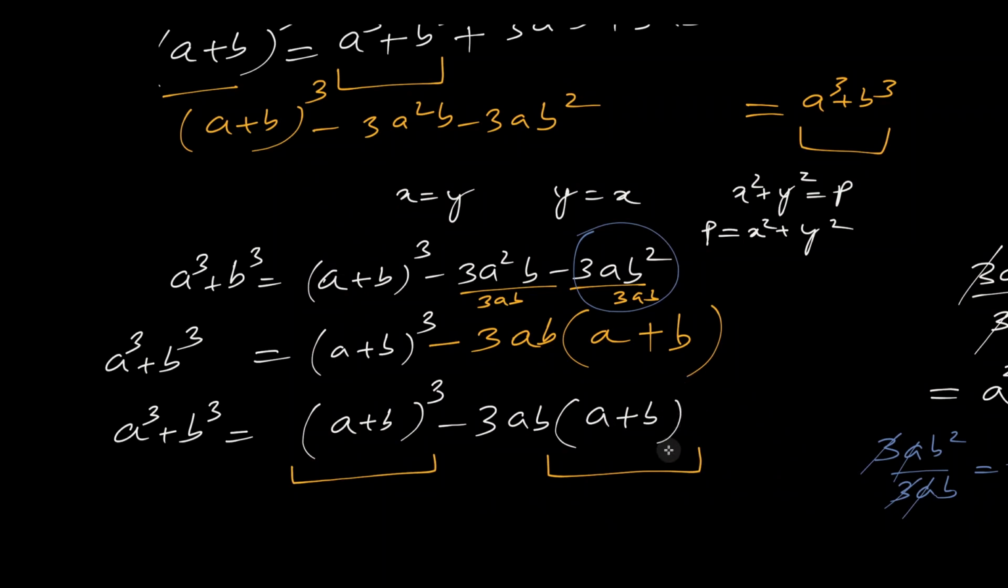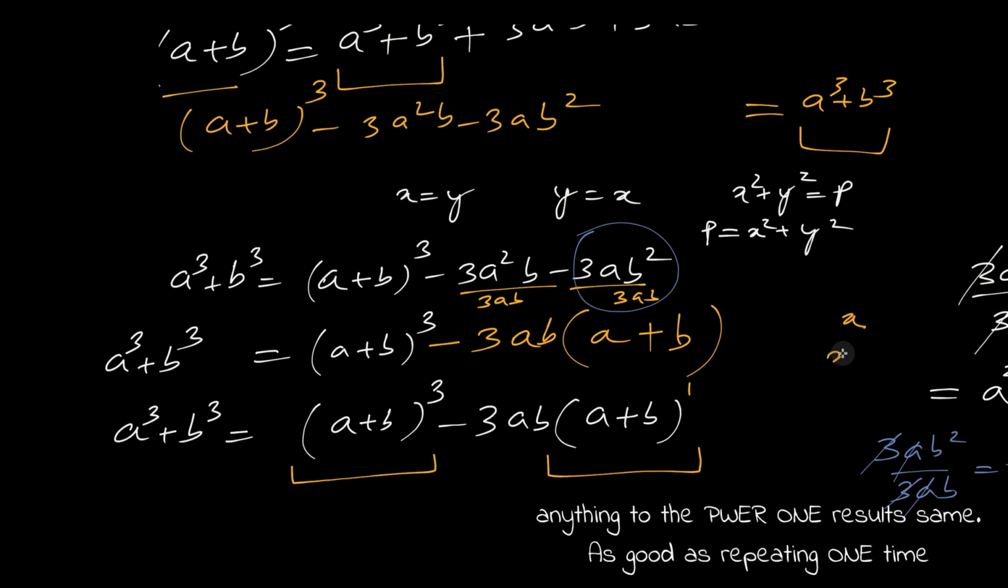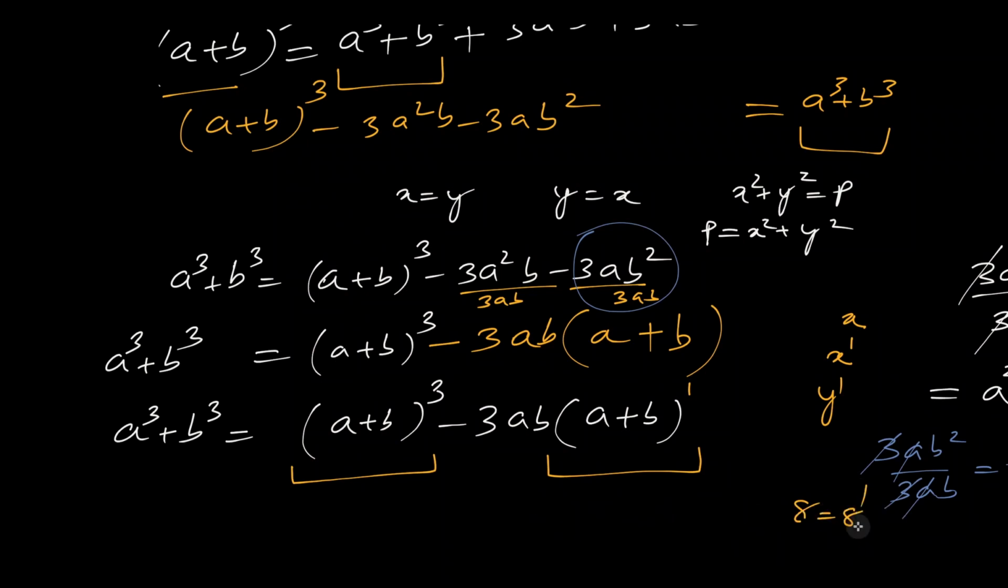Can I say this bracket has the power 1? Yes, because x is as good as x to the power 1, y is as good as y to the power 1. In the same way, 8 is as good as 8 to the power 1 because it is repeated one time. So 8 equals 8 to the power 1. Now why have I taken 1 as the default power? Because if you represent one power, it is as good as a plus b.